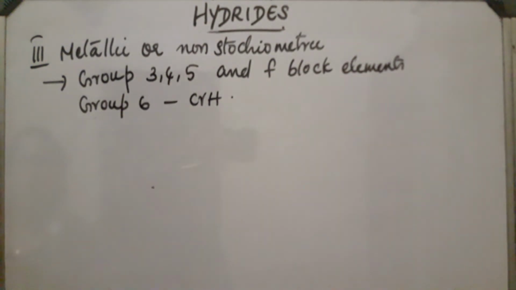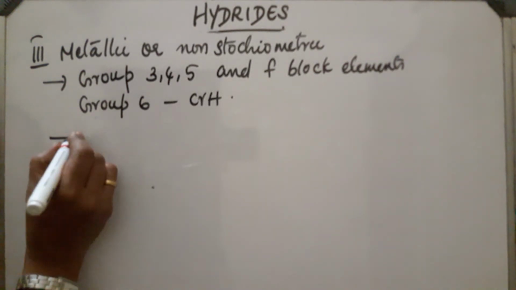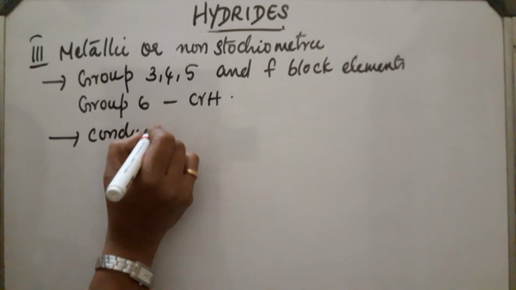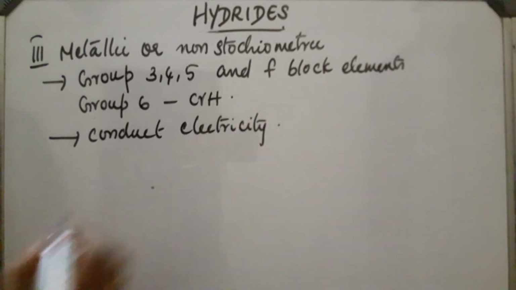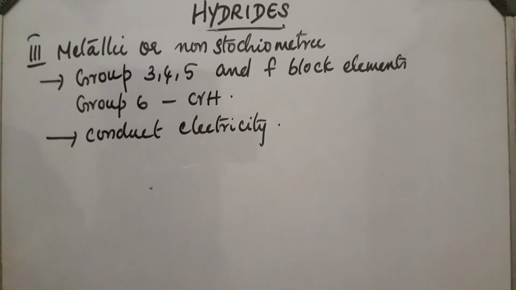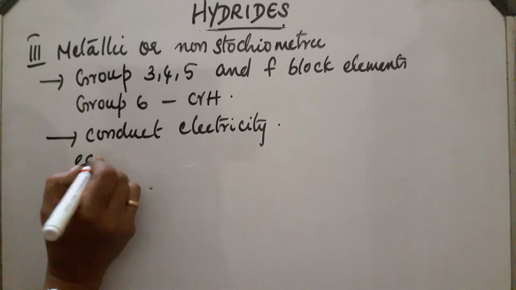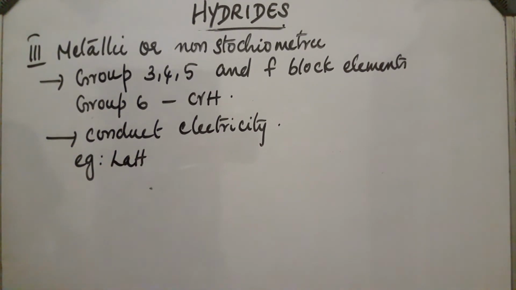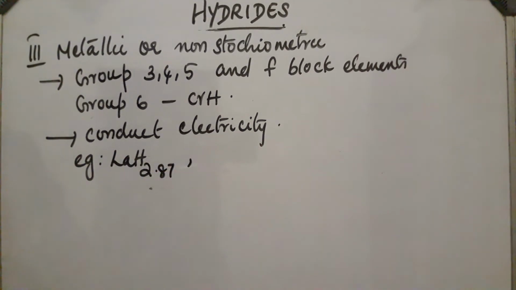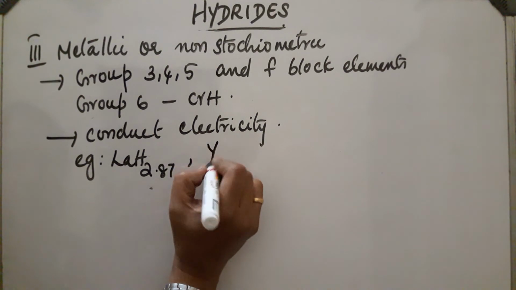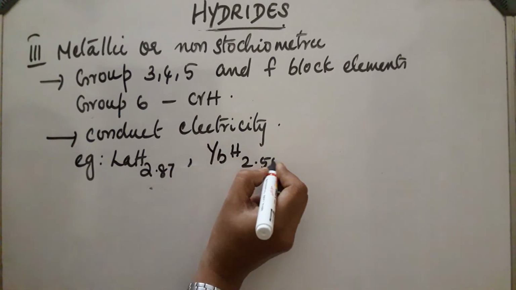Okay. These are called metallic because they conduct electricity. Okay, so they are called metallic hydrides. They conduct electricity. Then they are non-stoichiometric because they have variable composition, being deficient in hydrogen. For example, take LaH2.87. Okay, see, these are non-stoichiometric. Then YbH2.55, another example.